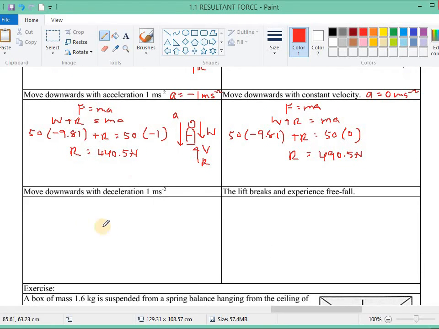Next. Okay, move downward with deceleration 1 meter per second per second. Move down, but getting slower and slower. So down is negative. Deceleration is negative. So negative become positive. So that means the acceleration is 1 meter per second per second. So F equal ma, weight plus reaction, 50 times negative 9.81, 50, acceleration is 1.